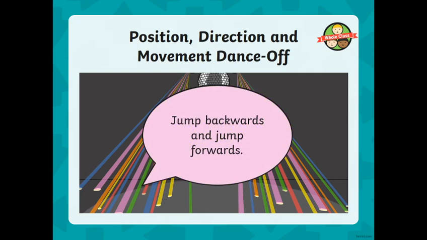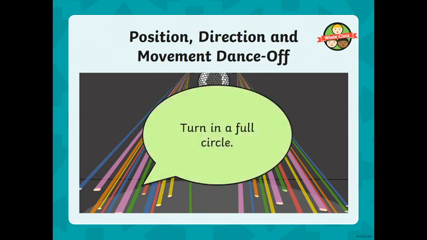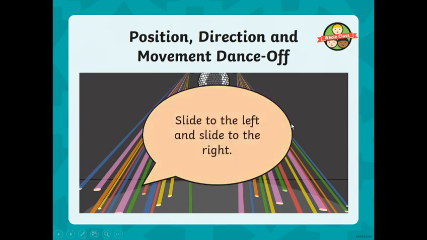Now, if you can face forward again, I would like you to jump backwards and jump forwards. So one jump backwards, one jump forwards. And when you are ready, do a turn in a full circle. And it doesn't say whether you can either do a full turn in a clockwise direction or an anti-clockwise direction, but you must be facing the front wall again when you have finished.